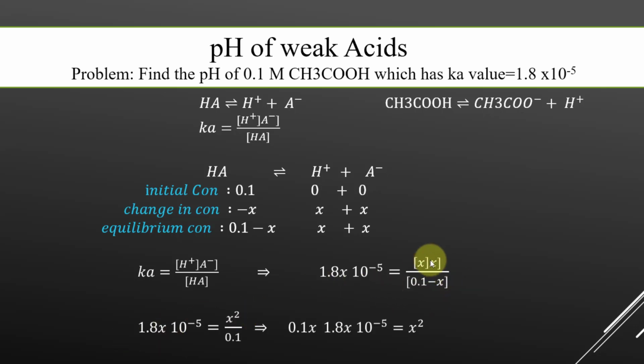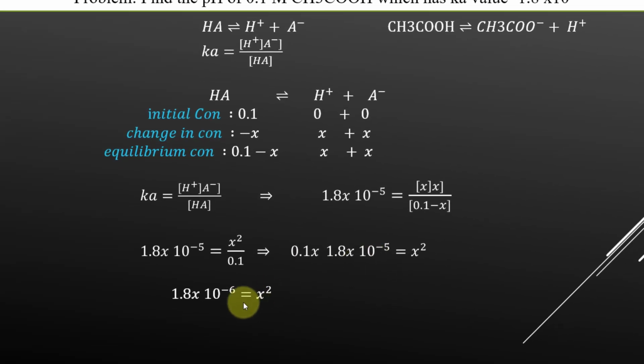X multiplied with X, that is X squared, over 0.1. And now we can multiply this with the left-hand part. And here we are. This would become 1.8 into 10 to the power minus 6. Let's take the square root of this number. And the value of X would come out to be 1.34 into 10 to the power minus 3. And you know what X is? X is H positive ion, and similarly it is A negative ion. Since we are finding the pH of a weak acid, we'll look at the H positive ion concentration at equilibrium.